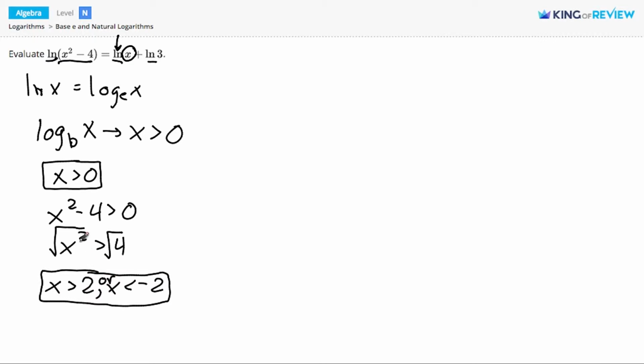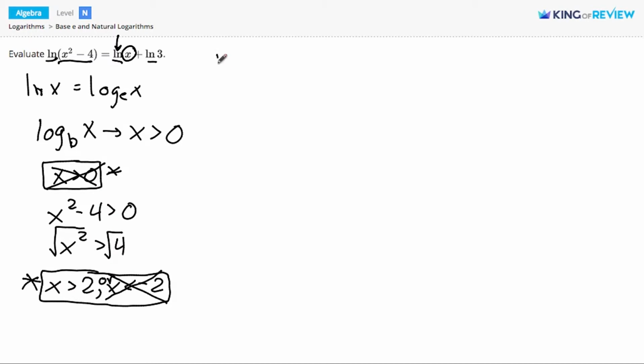Well, hang on. We knew that x had to be greater than 0 from the other natural log in the problem, which means x cannot be less than negative 2, because that would not give us a number that's also greater than 0. So now we know that x has to be greater than 2 and greater than 0, but of course if x is greater than 2, it's already going to be greater than 0. So we don't need to worry about x being greater than 0, we just need to make sure x is greater than 2. And that will satisfy all of these requirements.